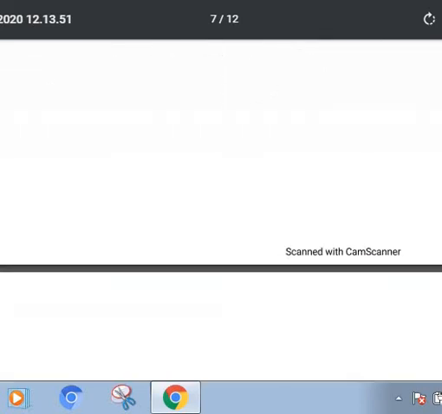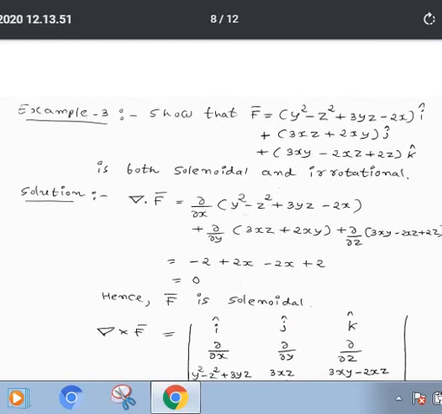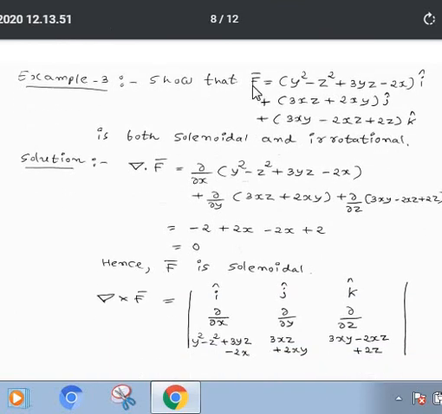Now moving on to example number 3, we have to show that the given vector field f bar is both solenoidal and irrotational. For the given vector field to be solenoidal, we have to find its divergence, and that will be 0, and for irrotational we have to find its curl, and that will be 0. So here, first of all, we will find its divergence.